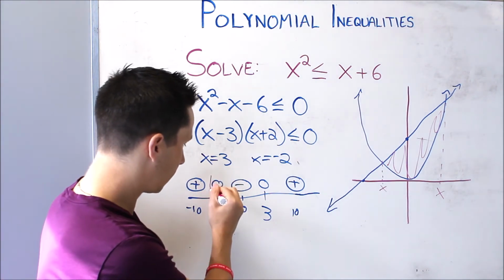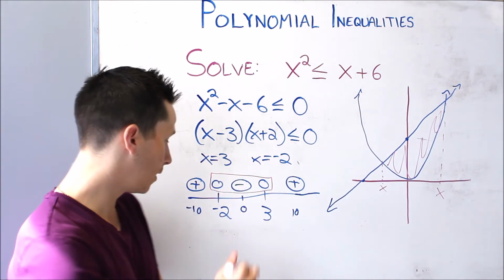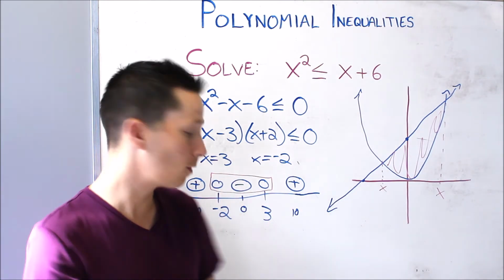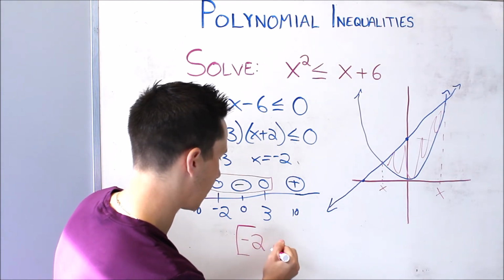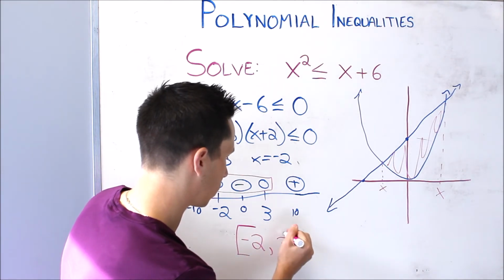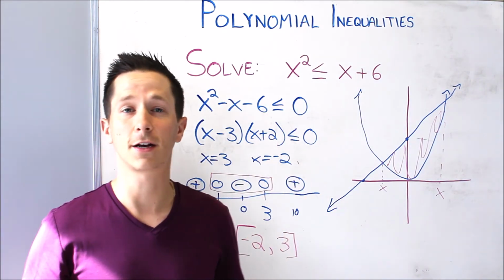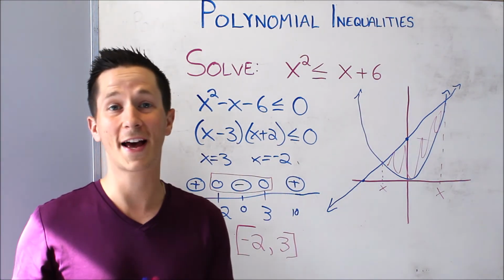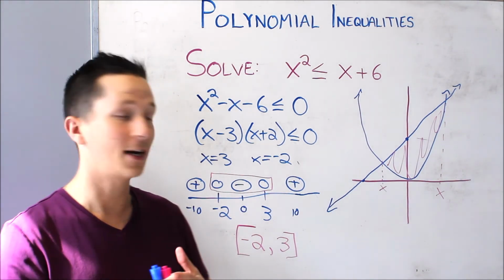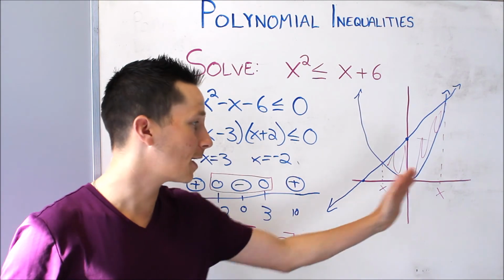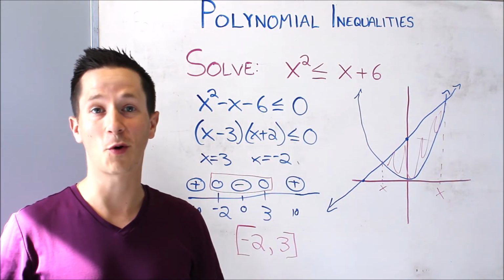So you can see it's this interval right here, anywhere from negative 2 to 3. So if we were to write this in interval notation, it's square bracket negative 2, square bracket around a 3. And that's the solution to this inequality. It's not just one x value like we're used to with regular equations. It's an interval across the x-axis where it makes this inequality true.